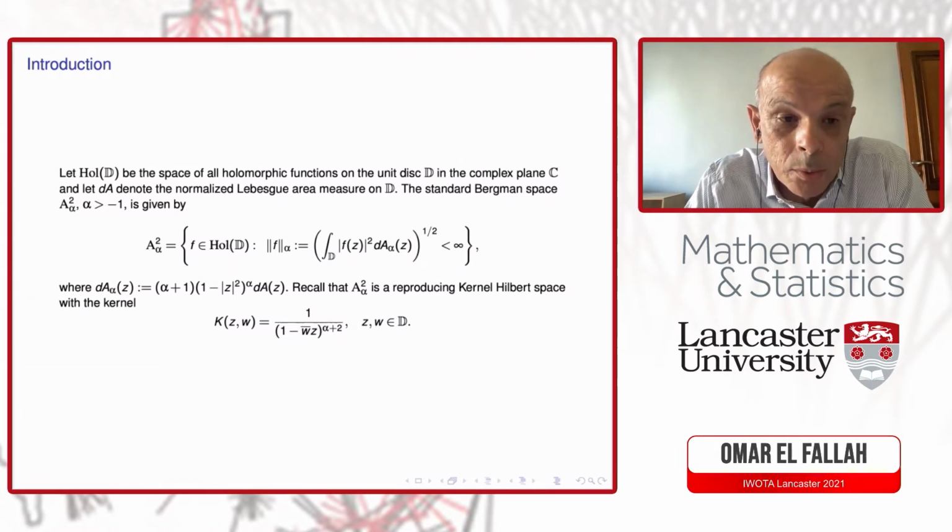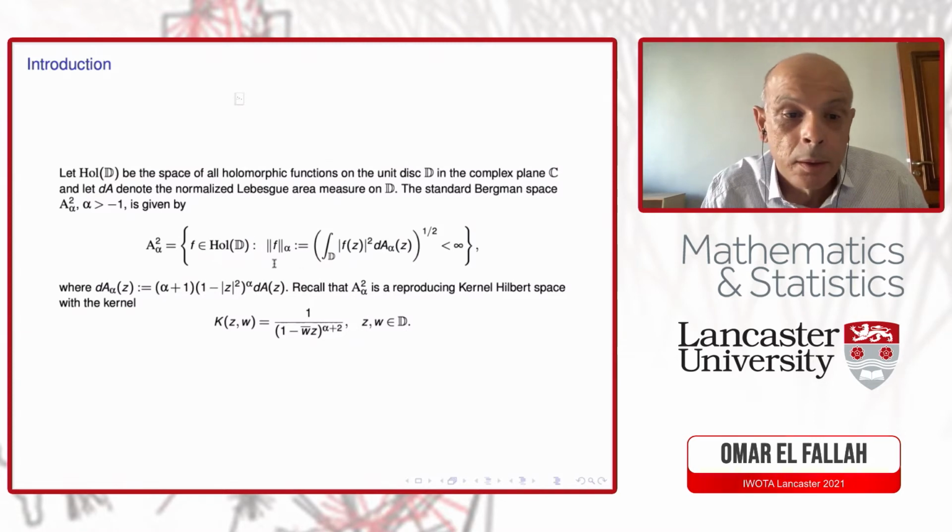Here, the space A2 alpha is the standard Bergman space, and the classical Bergman space corresponds to alpha equals zero. The notation d alpha is this measure, which for alpha equals zero is the normalized Lebesgue measure. Recall that A2 alpha is a reproducing kernel Hilbert space, and the kernel is given by this expression.